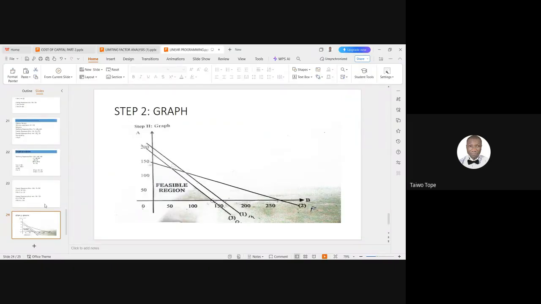So this is a graph. We have the A axis, we have the B axis. So you can have your scaling. You can draw your own. Even as we are talking, you can plot your own now. Yes, you can plot your own.